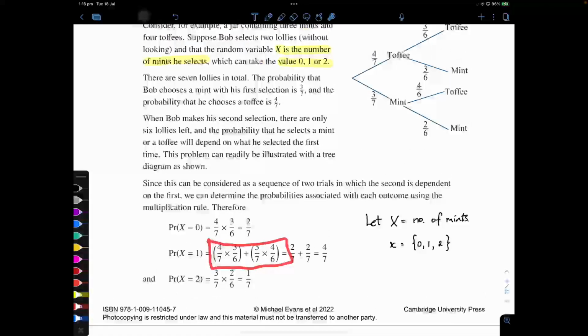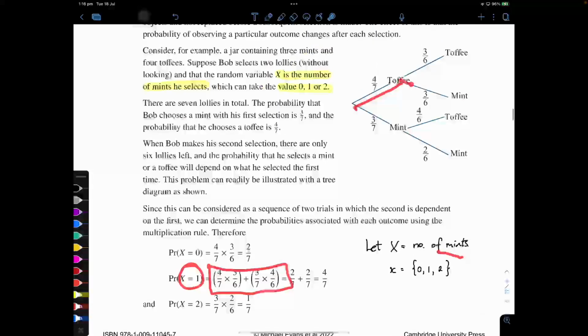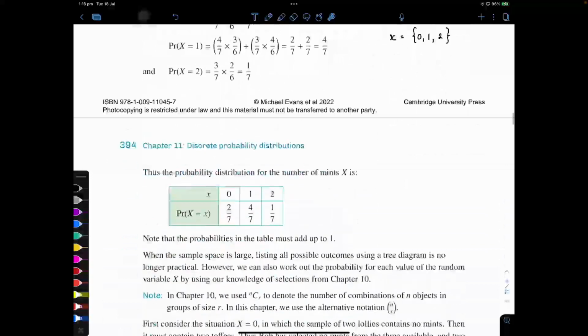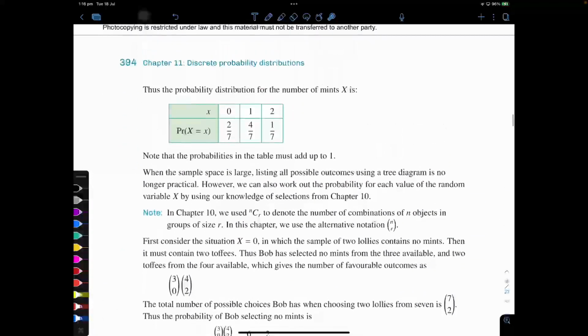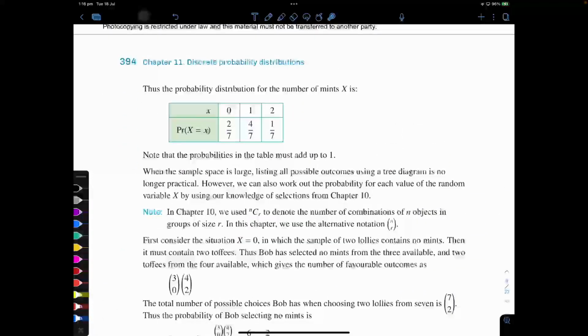You can see here when you're looking for one mint, you still have to go looking and observing for the branches. Then you have to multiply them, then add them together. Okay? This is a pain. Yeah? This is a pain. So is there a better way to do this? Like we can still get out the probability distribution table.